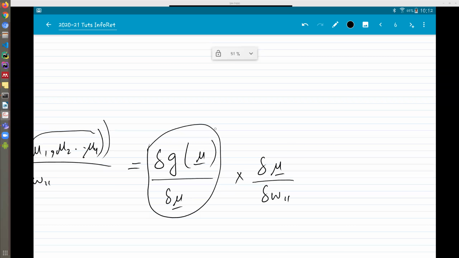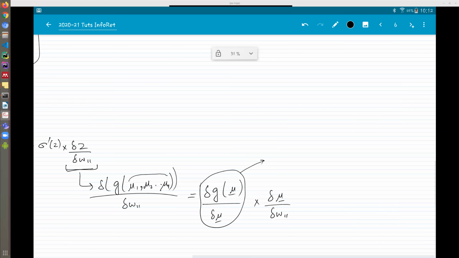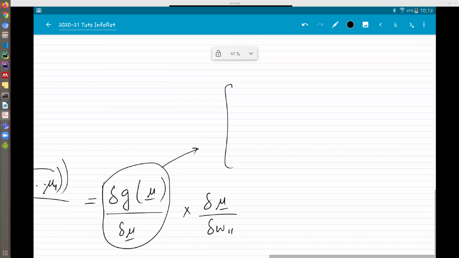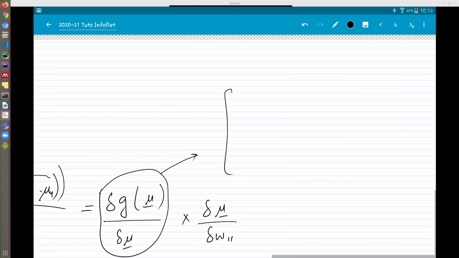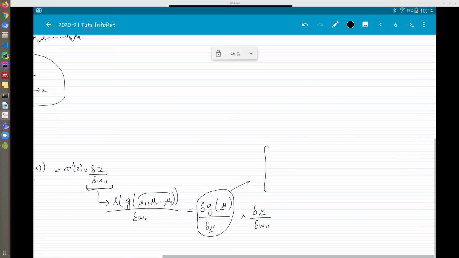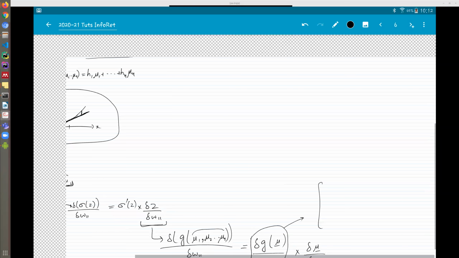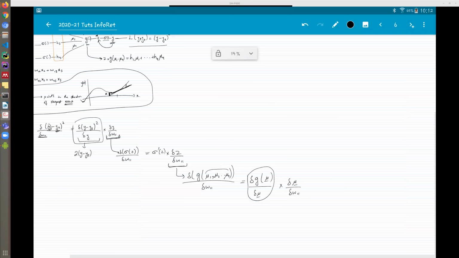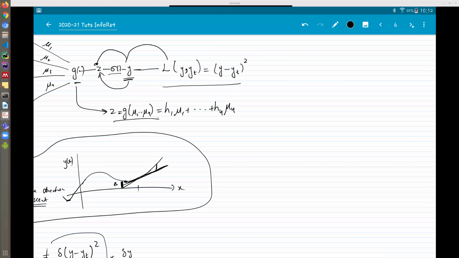So this, if you see, will be a Jacobian. This will be a matrix, and the entries that will matter are these: when we take the partial of this with respect to mu1, it will be h1. With respect to mu2, it will be h2, and similarly with respect to mu3 it will be h3, and similarly h4.